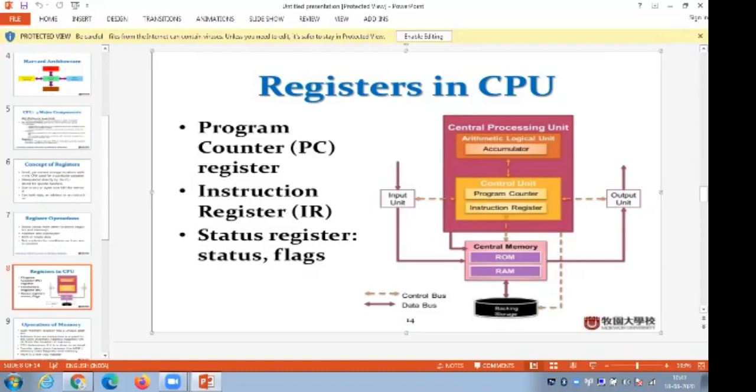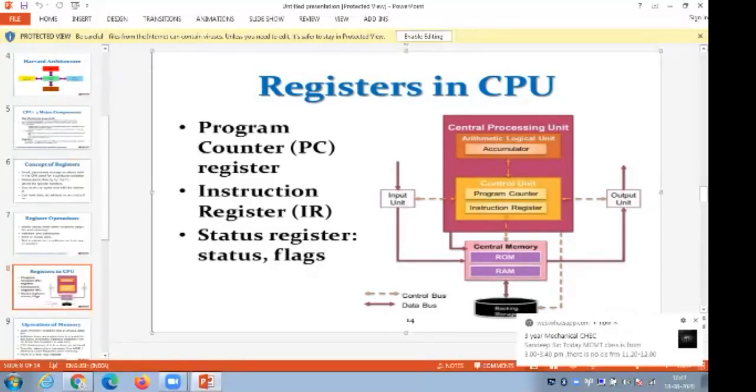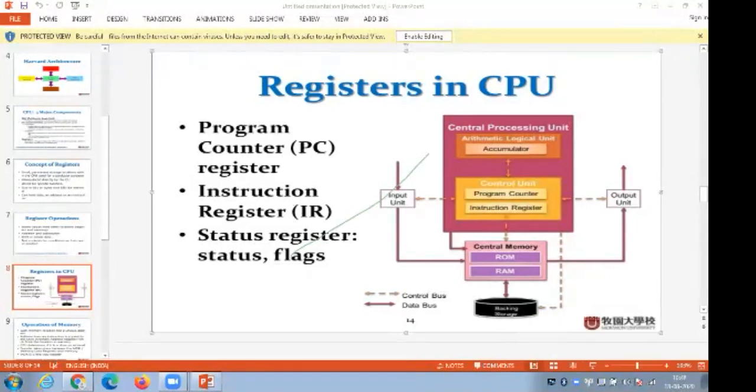Here I have explained the program counter register. As I showed you in the diagram, in the central processing unit we have the arithmetic logical unit. We have the accumulator, which is also one of the registers. In the control unit, we have the program counter and instruction register. The first two are placed in the control unit, which is linked to the input unit as well as the output unit, and these are linked to the central memory, ROM and RAM.